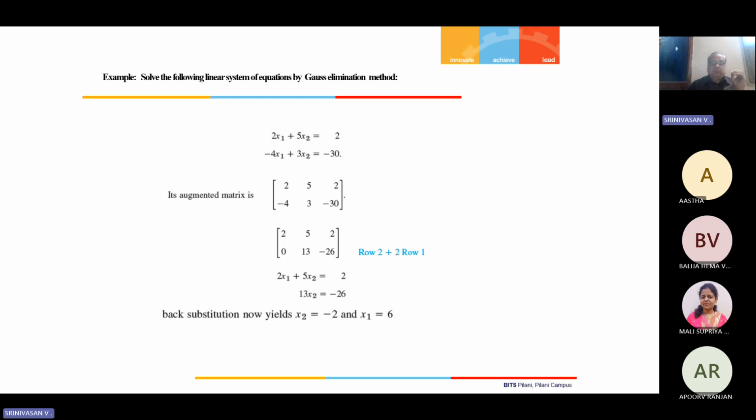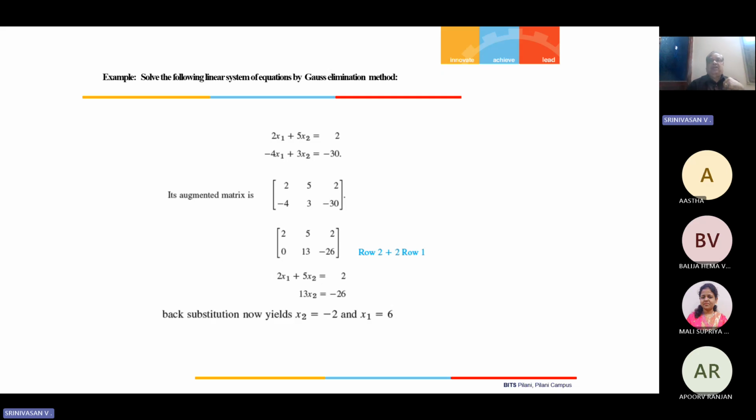But then you are supposed to do it by the Gauss elimination method. Definitely that is your cup of tea. Therefore, you have to go by this method of elimination, then back substitution. So write the augmented matrix: 2, 5, minus 4, 3, 2, minus 30.